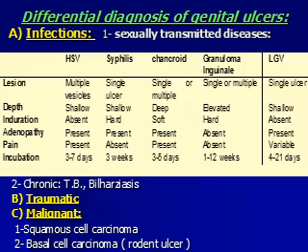Genital ulcer may be due to infection, trauma, or malignancy. Infections may be sexually transmitted or chronic. Sexually transmitted diseases which cause ulcerative lesions of the vulva are included in the table, with the differentiating naked eye picture between these different types of ulcers.